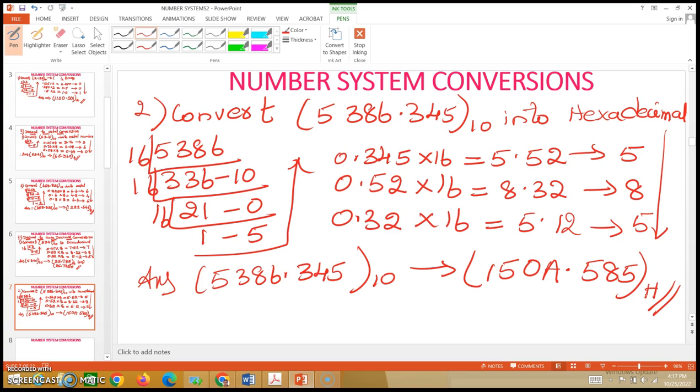So far we have seen the 3 types of conversions, that is decimal to binary, decimal to octal and decimal to hexadecimal conversion. So in the next video we are going to see the binary numbers into the other 3 types.